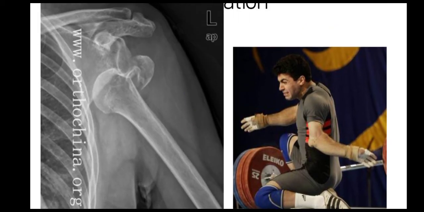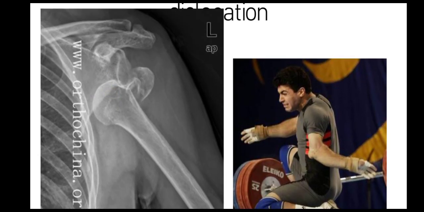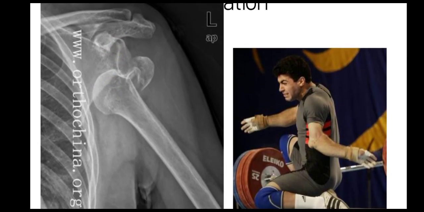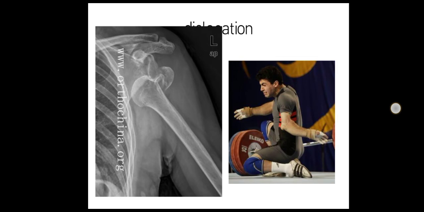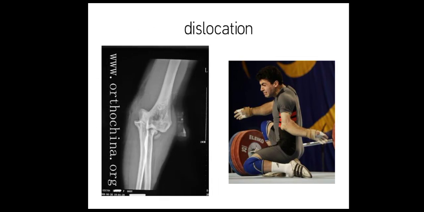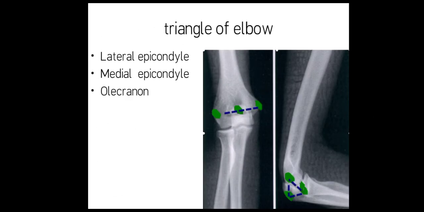Same is in the shoulder. This head of the humerus should be inside the glenoid cavity of the scapula. Here you can see it is located inferiorly as compared to the normal point where it should be. This is dislocation of the shoulder joint. Okay, this is dislocation of the elbow joint.